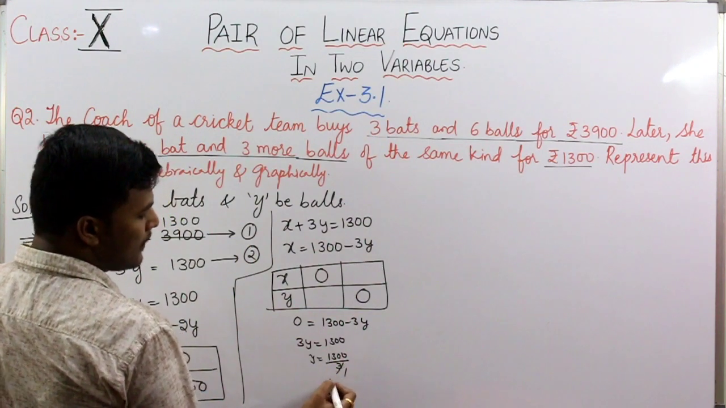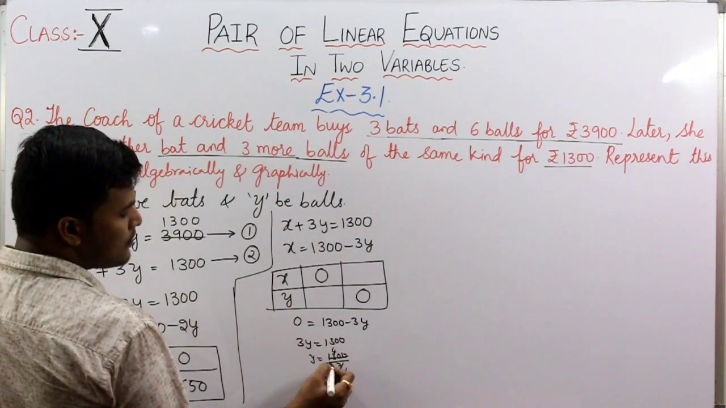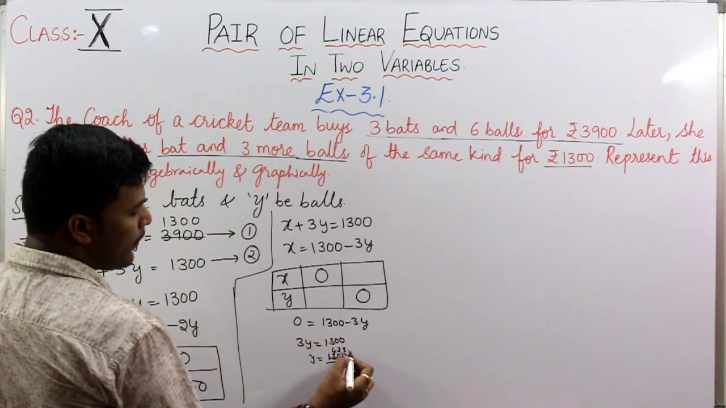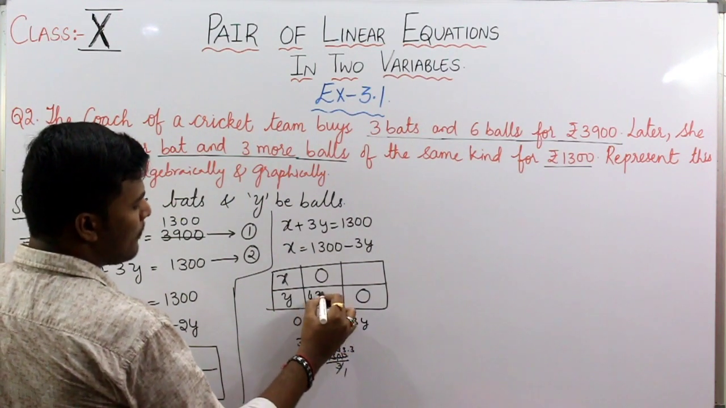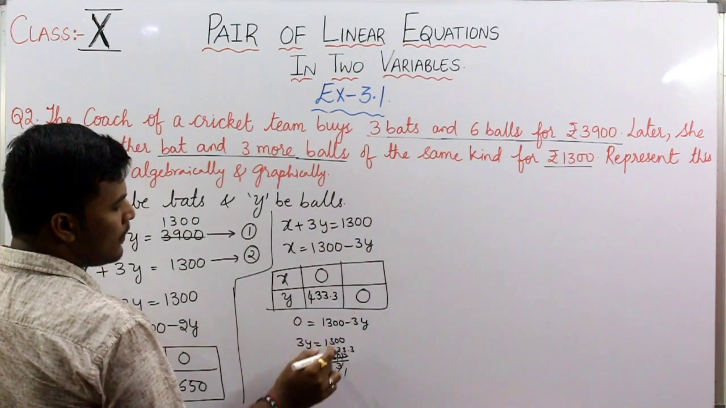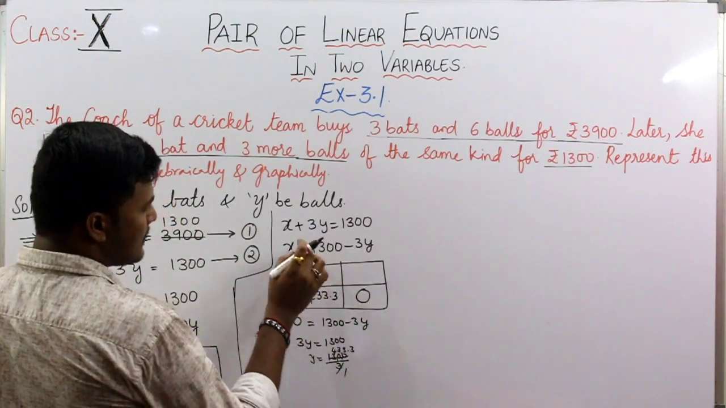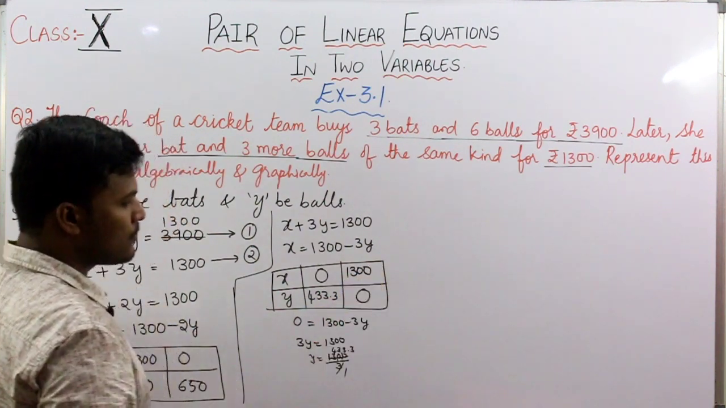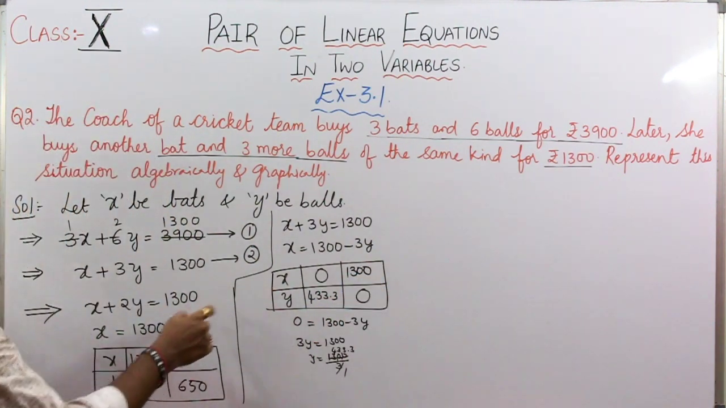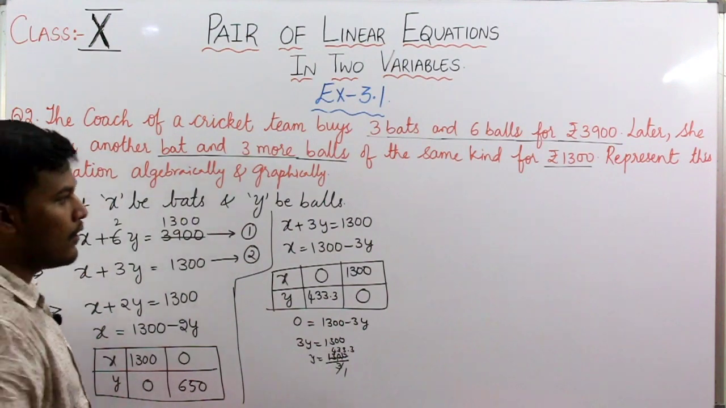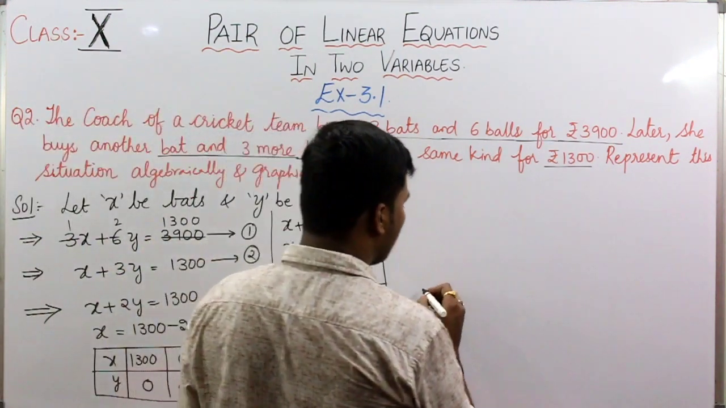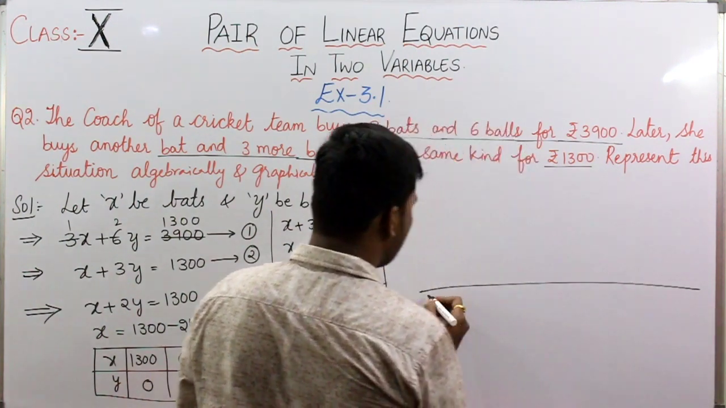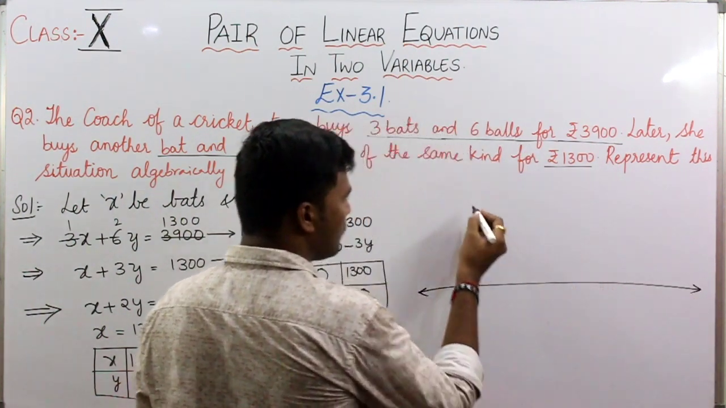So it will become 3 1s are 3, 3 4s are 12, 3 3s are 9, 3 3s are 9, so 433.3, it will continue. Okay, and if I take y value as 0, I will be getting x as 1300. So these are the solutions of these two linear equations. Now let us go with the graphical method of representing. As I don't have a negative axis, I am considering only the positive side of this, right?